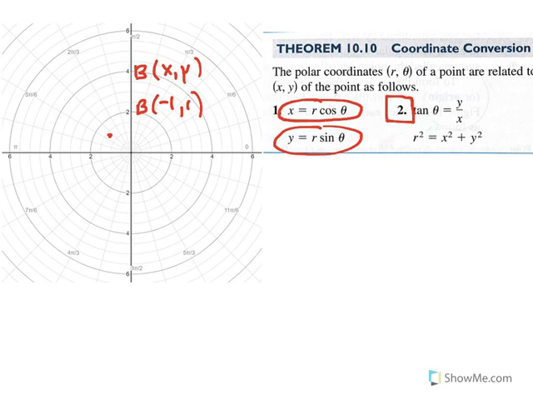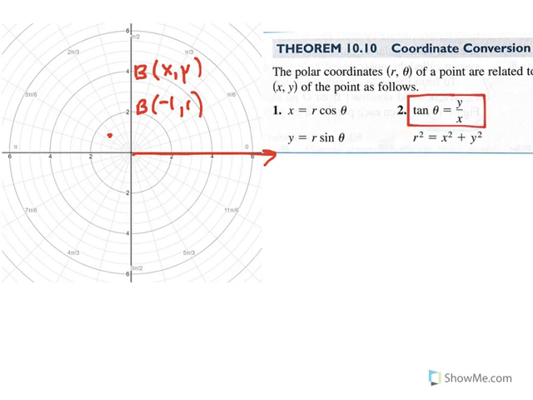We need to begin by finding what we should have for theta. What is going to be the directed angle from the polar axis? So here's the polar axis, and what's going to be the directed angle from the polar axis? You can use tangent of theta is equal to y over x. Y is 1 and x is negative 1. So tangent of theta is equal to 1 over negative 1, tangent of theta is equal to negative 1.